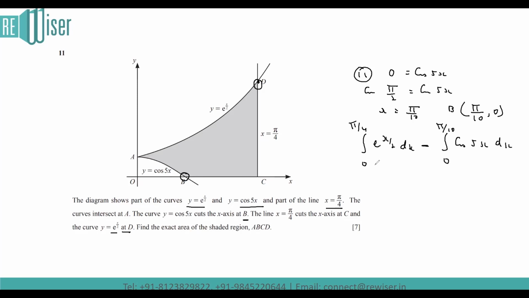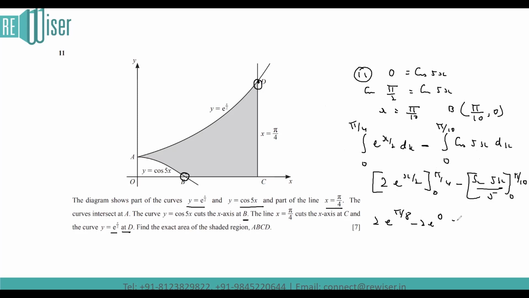If I integrate this, I get 2 e to the power x by 2, ranging from 0 to pi by 4, minus, integrating the other one, sine of 5x by 5 from 0 to pi by 10. If I simply put the limits over here, I get 2 e to the power pi by 8 minus 2 e to the power 0, minus 1 by 5 sine 5 pi by 10, plus 1 by 5 sine of 0.